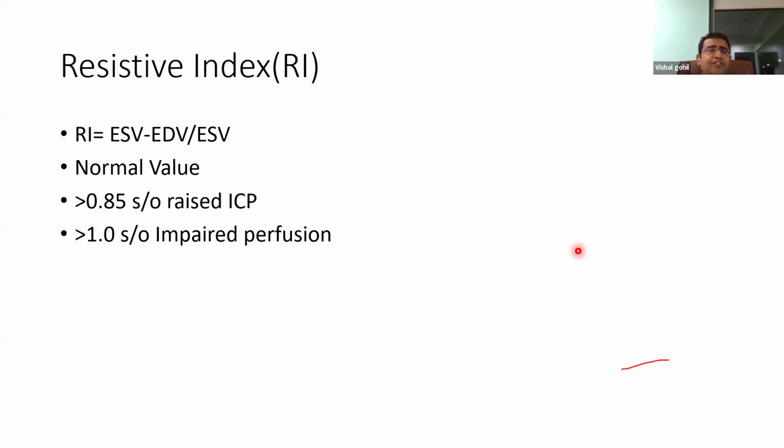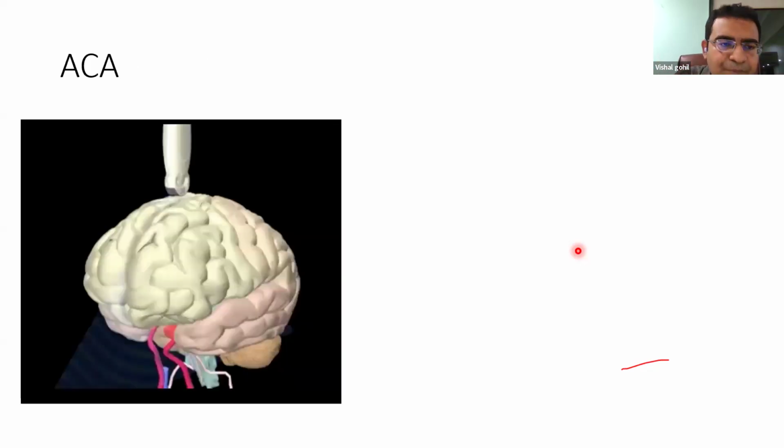As we know, the normal value would be 0.55 to 0.65. If you find the RI more than 0.85, that means there would be raised intracranial pressure. If your RI is more than 1, that is suggestive of impaired cerebral perfusion. So how will you measure?